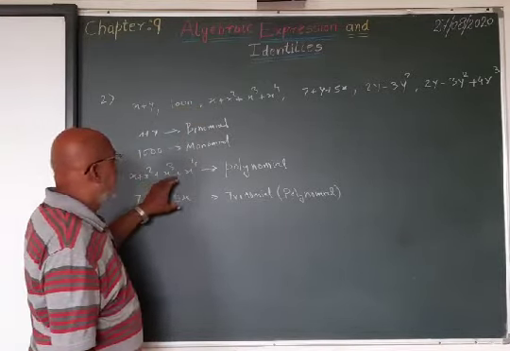Next is 2y plus 3y square. Only 2 terms are there, again binomial. And the last one is 2y plus 3y square plus 4y cube. Now see here, there are no like terms. Why? Because here the index is 1, here 2 is the index, here 3 is the index, so no like terms. So we can write it as trinomial.